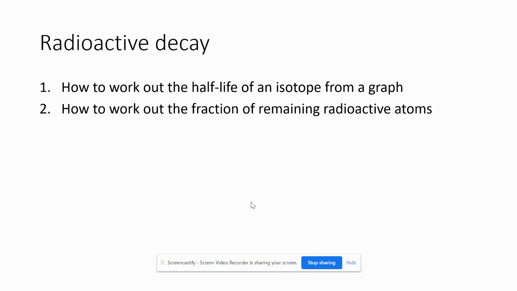This is a quick video. Now we've done a bit about radioactive decay, activity, and half-life. To show you how to work out the half-life of an isotope, a radioactive isotope, from a graph, and also how we can work out the fraction of remaining radioactive atoms after a certain amount of time has passed.